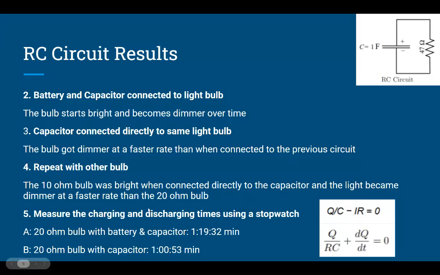So then when we actually measured these times, with the 20 ohm bulb, it took about a minute 20 seconds with the battery and capacitor. But with just the capacitor, it took only about a minute. And that makes sense when we look at these equations, right? Because the battery is actively charging the capacitor, which is also powering the bulb. So you're kind of getting this replenishment there. But when you don't have that, it's just the capacitor energy that was stored. So there's no increase, it's only decreasing without the battery. So it makes sense that this time is lower than that time.